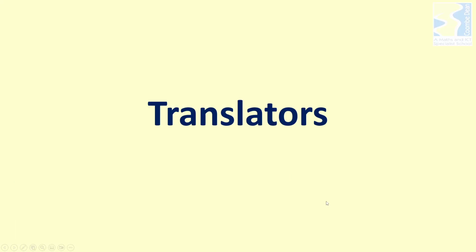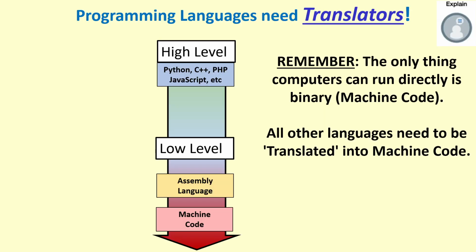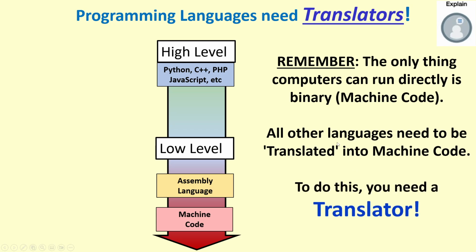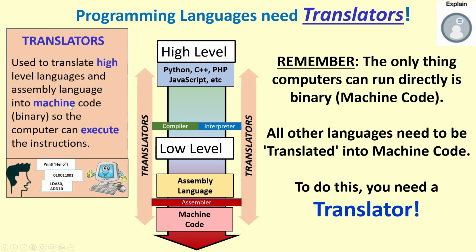Okay, remember we said that high-level languages need to be translated into machine code, and so does assembly language actually. So you cannot run high level or assembly language directly. It has to be translated into machine code. And to do that, we have things called translators. Translators are used to translate high-level languages and assembly language into machine code binary so it can execute the instructions.